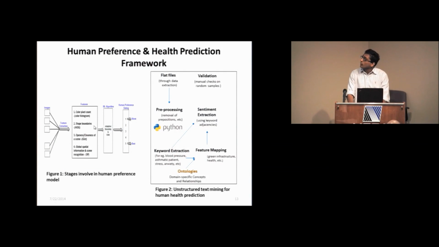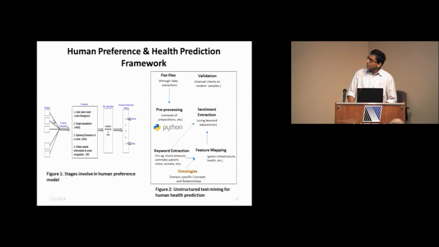So this is the framework we have come up with. On the left, this is the framework for image preference model, image-based machine learning model, which we have done some prototype of work, and we have got some results which are decent to prove that it's working.